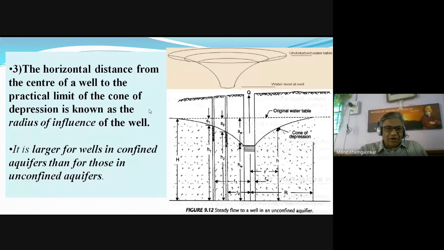The horizontal distance from the center of a well to the practical limit of the cone of depression is known as the radius of influence. That is this capital R. The horizontal distance from the center of the well to the practical limit of the cone of depression, that is the outermost circle which touches the water table, is called the radius of influence. So capital R is the radius of influence.